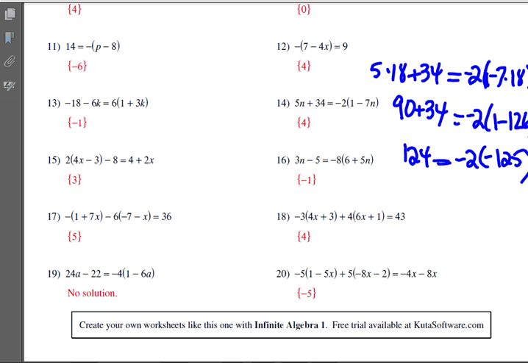Let's do it. You asked me. You said this was a solution. I just substituted in. Did it make a true statement? It did not.